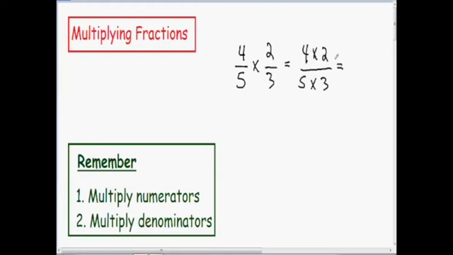So in our numerator, we have 4 times 2, which is just 8. And in our denominator, we have 5 times 3, which is 15. And this is our final answer.